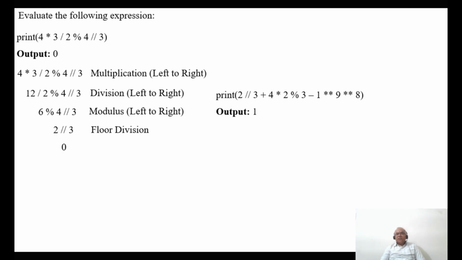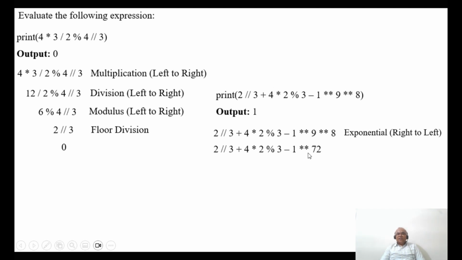Always the exponential part has the first precedence. Here there are two exponentials, 9 exponential 8, so that means 1 to the power of 9 whole to the power of 8. a to the power of m whole to the power of n is a to the power of m into n. Exponentials are evaluated from right to left, so first 9 exponential 8 is evaluated, giving 1 exponential 72, since 9 into 8 is 72. Then 1 exponential 72 gives 1.